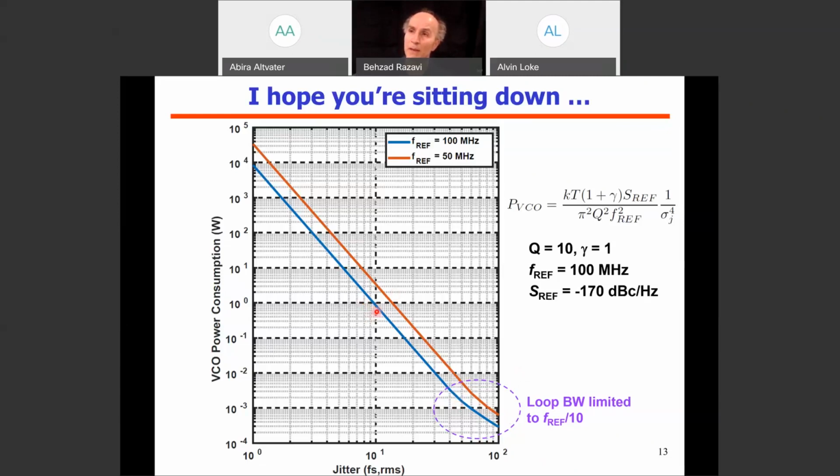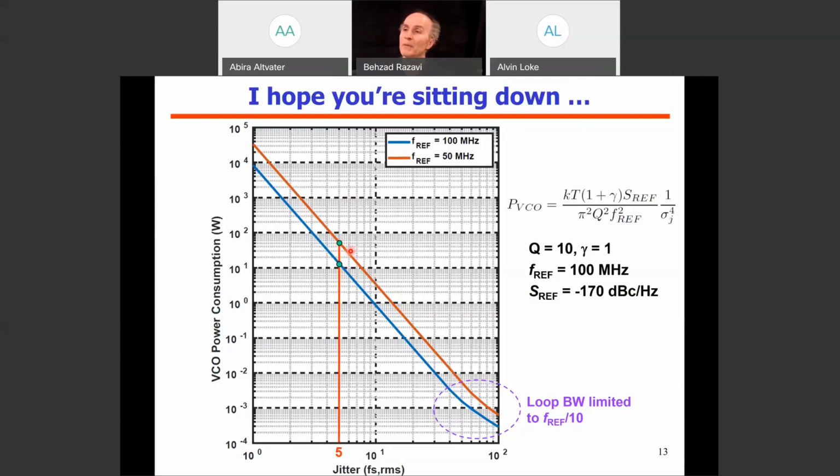We saw that we had 840 milliwatts of power necessary for the case of 100 megahertz reference frequency. And if the reference frequency goes down by a factor of 2, the power consumption has to go up by a factor of 4. So now we're in the watts range. So that is quite discouraging. And then we look at 5 femtoseconds. Well, at 5 femtoseconds RMS, now we're dealing with some 10 watts or some tens of watts for the power consumption of the VCO.